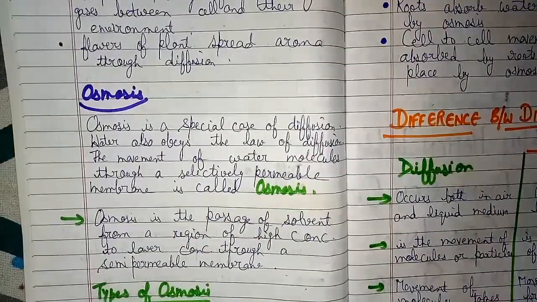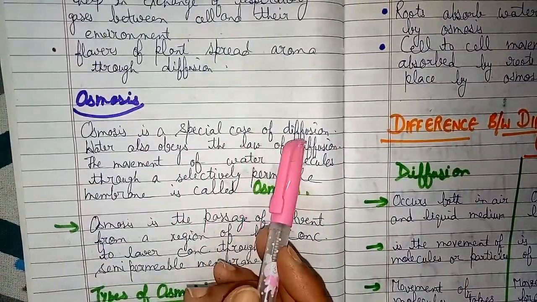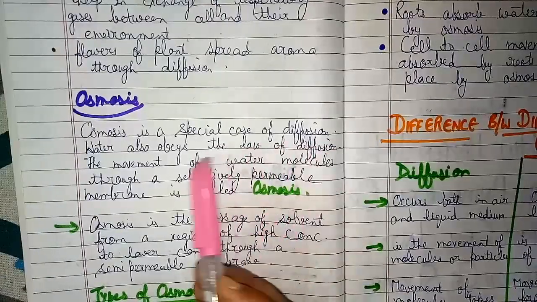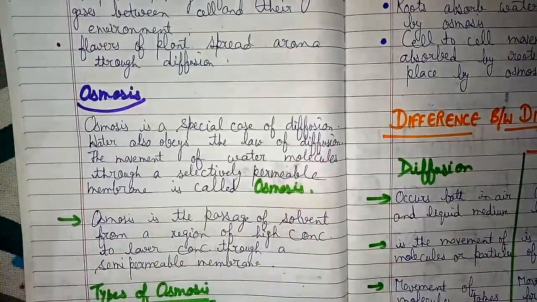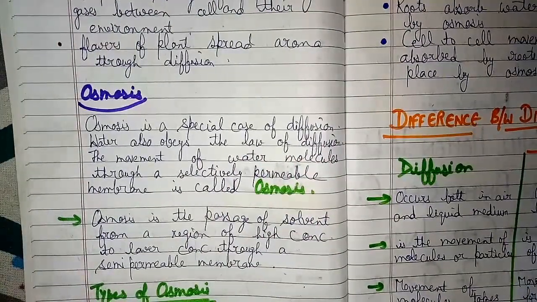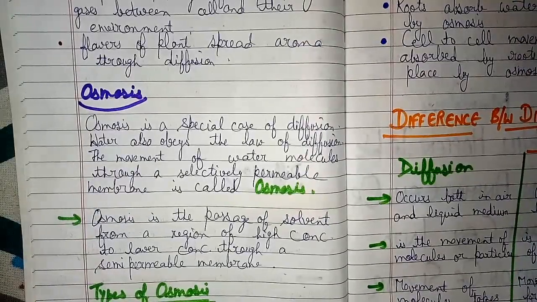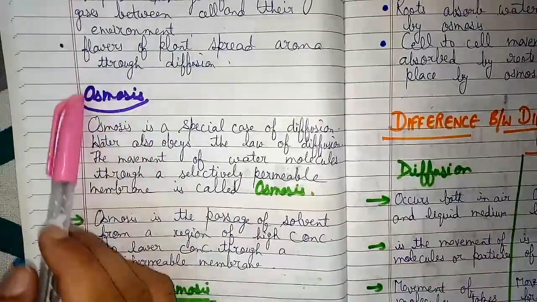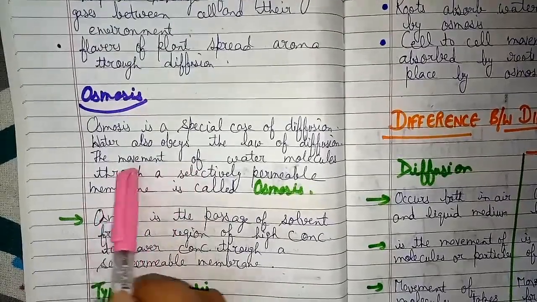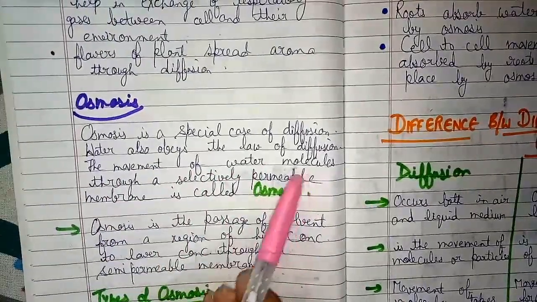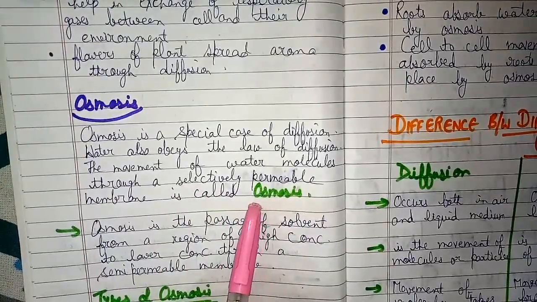Osmosis is also a process like that of diffusion, or we can say that osmosis is a special case of diffusion. Water also obeys the law of diffusion. In diffusion, we discussed that the particles or the molecules of the solute move from the region of high concentration to low concentration. But in case of osmosis, the movement of water molecules through a selectively permeable membrane is called osmosis.